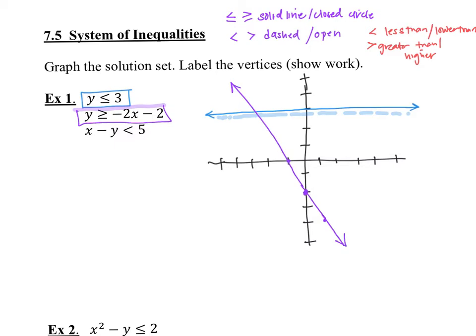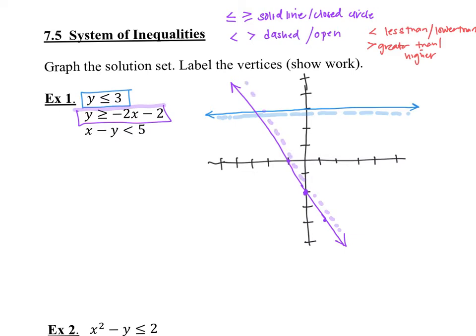I don't have to consider the shading yet, but I will eventually, so I might want to think about which side is going to be shaded. These are the y values that are greater than the boundary line, so it's higher than the line, so I'm shading up here. And those highlighted marks are going to be ignored soon.